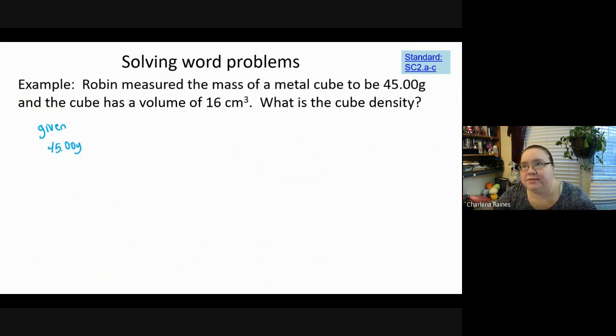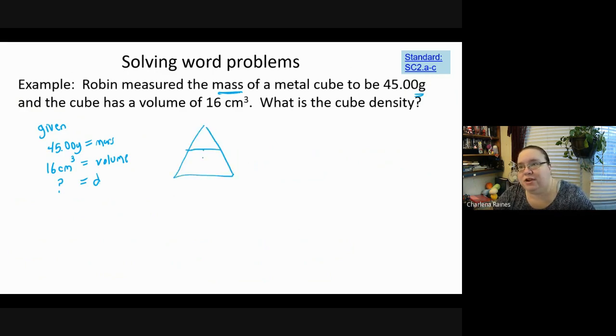45 grams. Grams measures mass. Even if that didn't tell me that, I have to know that grams equals my mass. 16 centimeters cubed. Centimeters cubed is a unit for volume. And it is asking us to find our density.